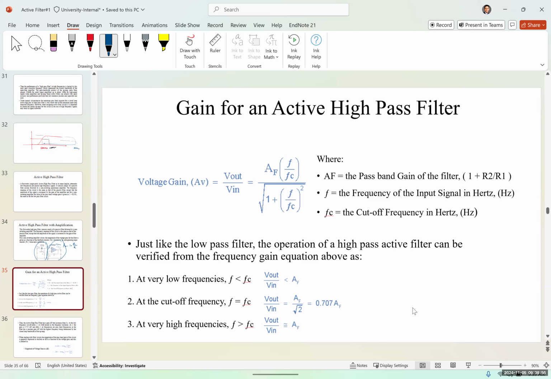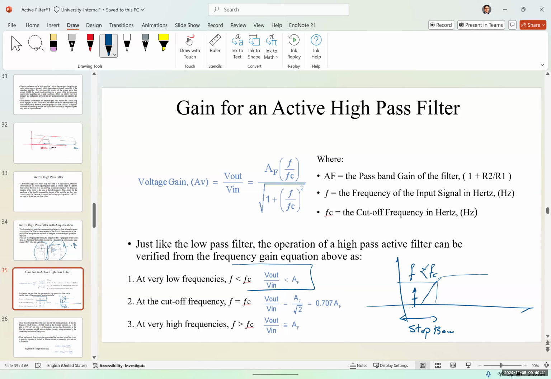So just like the low pass filter, the operation of a high pass active filter can be verified from the frequency gain equation. If F, the input frequency, is less than the cutoff frequency, in other words, if our input frequency is around here and our cutoff frequency is around, let's say here, F is less than FC, therefore V out over Vin would be less than AF. In other words, it's going to block this frequency. So this is going to be the stop band or the block band.